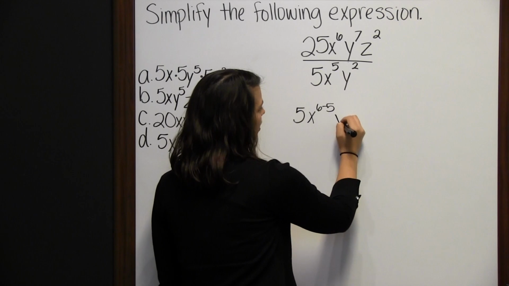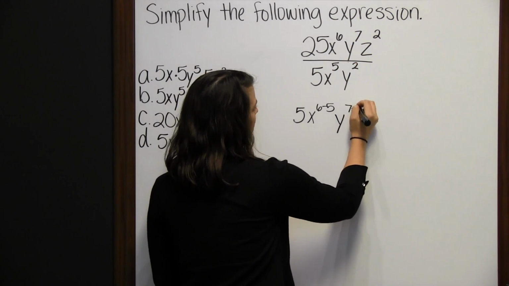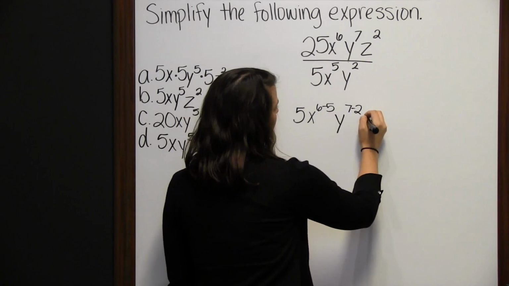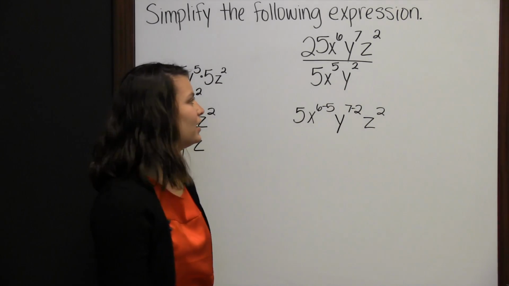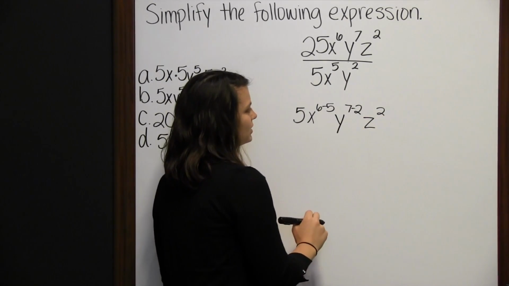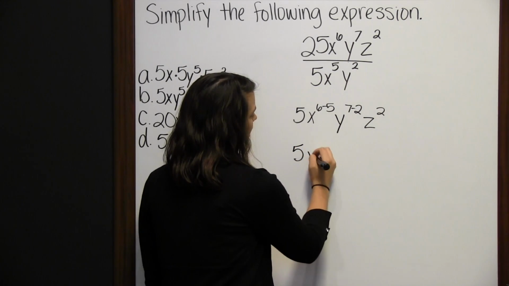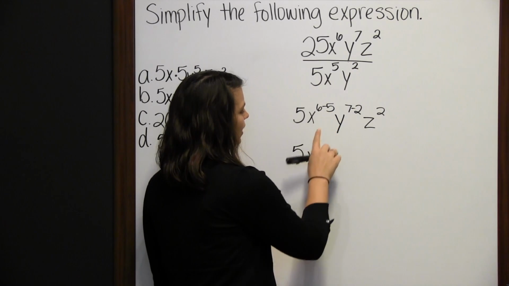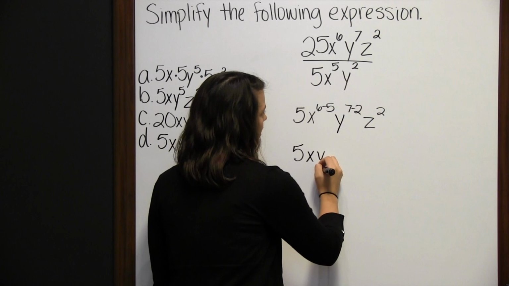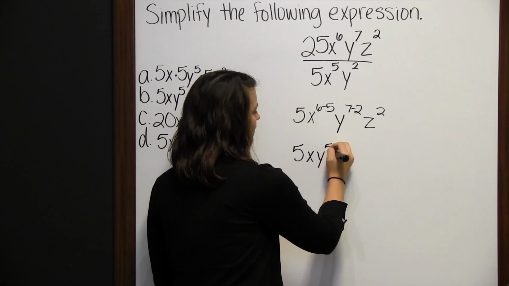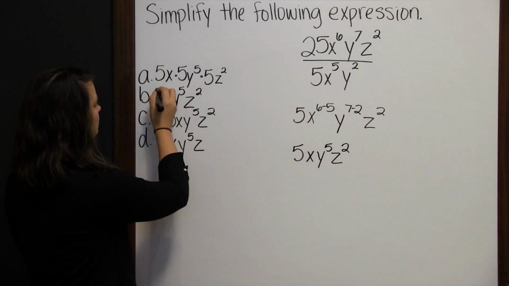And then same thing with y. So it's y to the 7th divided by y squared, or y to the 7 minus 2. And then finally we have z squared, which isn't being divided by anything in the denominator, so it just stays as z squared. So now when we simplify, we have 5, x to the 6 minus 5 is 1, x to the first is just x, y to the 7 minus 2 is 5, z squared. So our answer is B.